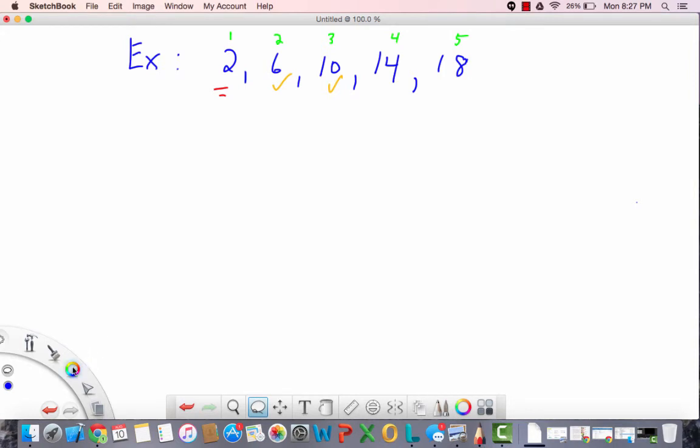Now we're going to talk about the other common way to write an arithmetic sequence, and that is using a recursive formula. And the recursive formula looks like this. A sub n equals a sub n minus 1 plus d. It's much simpler to look at than the explicit formula, but it does have a downside. It's not nearly as useful in general.